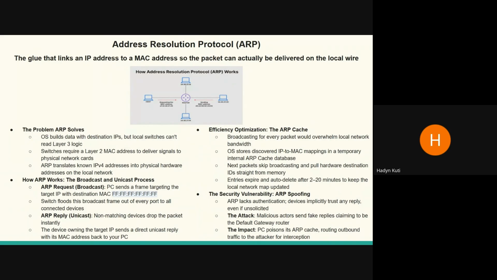And the security vulnerability with ARPs is ARP spoofing. ARP lacks authentication. Devices implicitly trust any reply, even if it's unsolicited. The attack involves a malicious actor sending fake replies, claiming to be the default gateway router. And the impact here is that the PC poisons this ARP cache, routing outbound traffic to the attacker for interception.